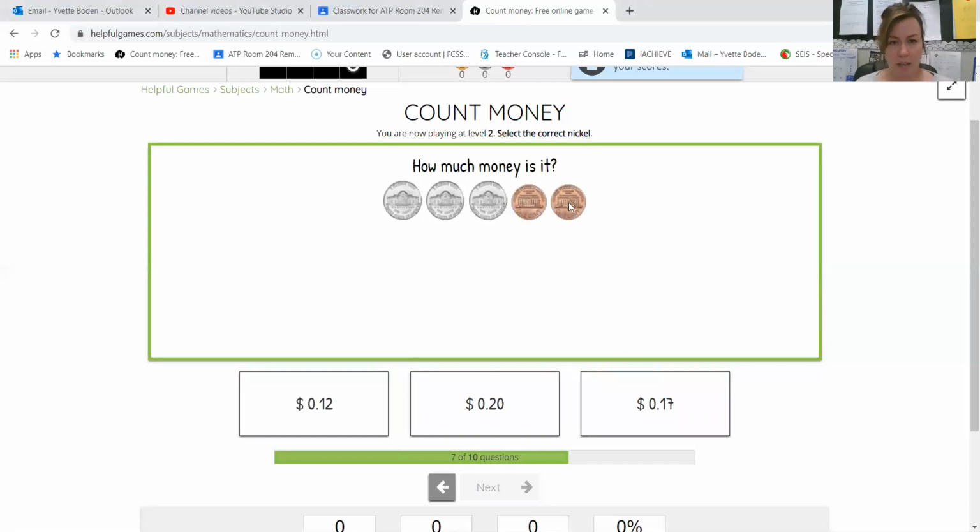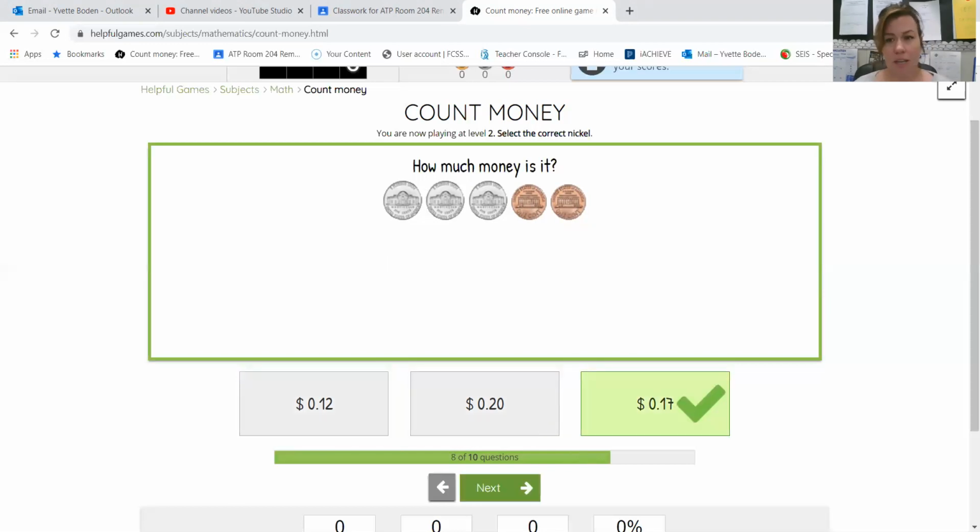All right. 3 nickels, 2 pennies. Count by 5, starting with number 5. That's right. 5, 10, 15. Now by ones. 16, 17. So 5, 10, 15. By ones, 16, 17. 17 cents. Oh yeah. Okay.